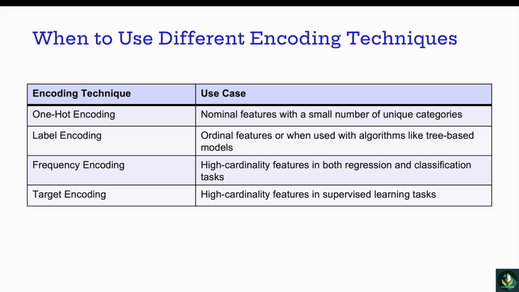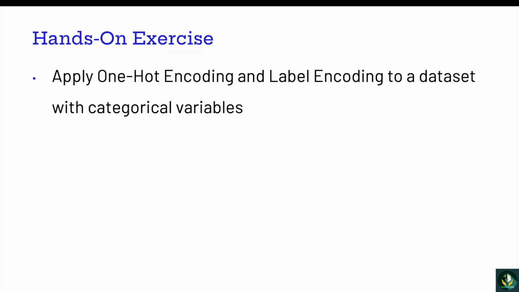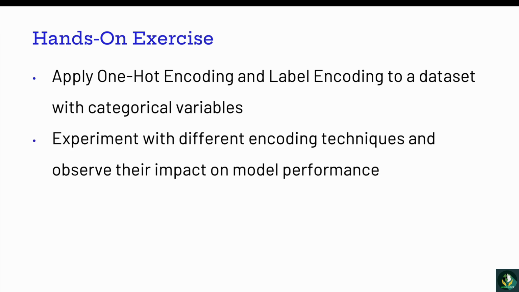So with this in mind, let's go into our hands-on exercise. The exercise here is to apply one hot encoding and label encoding to a dataset with categorical variables, and then experiment with different encoding techniques and observe their impact on the model performance. So the objective again is to experiment with different encoding techniques on a dataset containing categorical variables and observe their impact on model performance. The dataset we will use here will be the Titanic dataset, which contains features like sex, where the user embarked, and the class, Pclass, for encoding.